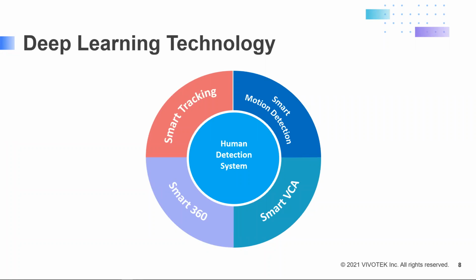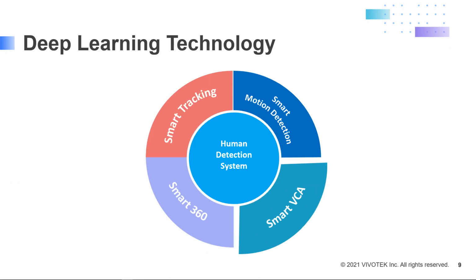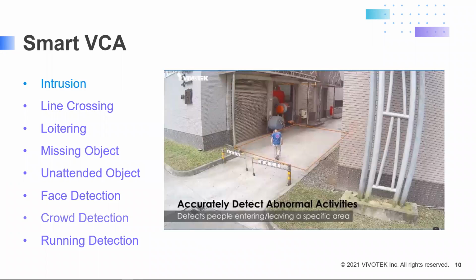Then there's Smart VCA for fisheyes, which is the VCA that works on our fisheyes or wide area surveillance, and smart tracking that allows certain Vivotech PTZ cameras to track people in motion. First, let's go over Smart VCA. With Smart VCA, there are options on human-based VCA such as intrusion.